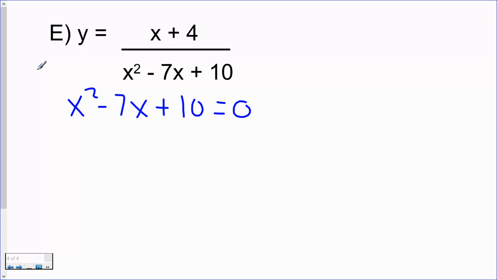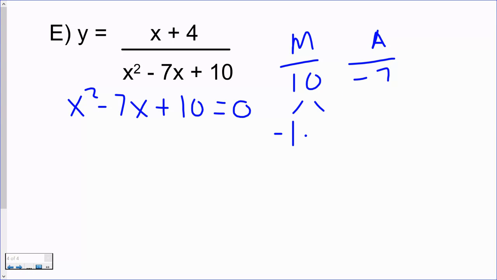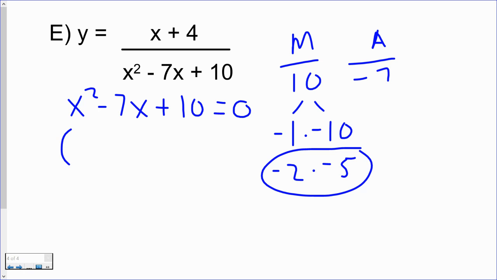Well, that's why we learned how to factor. So this is one of the quicker factoring ones, where it's going to multiply to a positive 10, and it's going to add up to a negative 7. If it's multiplying to a positive and adding to a negative, they both have to be negative. So it could be a negative 1 and a negative 10, or it could be a negative 2 and a negative 5. And those are our two numbers that we want. So when I go to factor, x minus 2, x minus 5 equals 0.